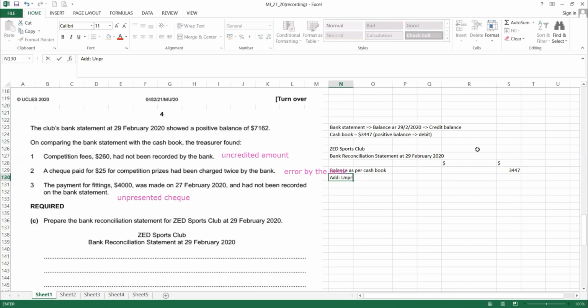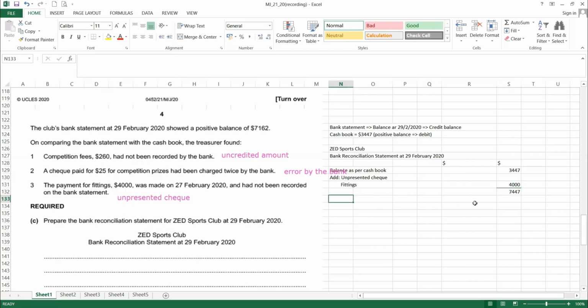Add unpresented check. So in here, this is an unpresented check. So what is the item? Write down what the item was meant for. Payment for fitting. So you can see, put fitting. Just put some description to show it. And because this is only one amount, we put in 4,000 into the second column. If you have two amounts, then you show the subtotal here and the detail here.